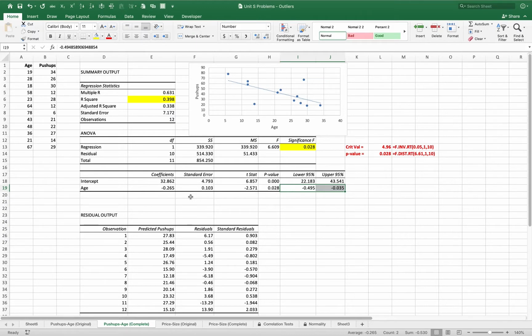So the interval doesn't contain 0, so the slope is significantly negative, going from 0.495 to minus 0.035. So that's how we read that. Now, the important thing here, though, is we will add, and I'll show you how to do this in Excel here, something called the residuals.